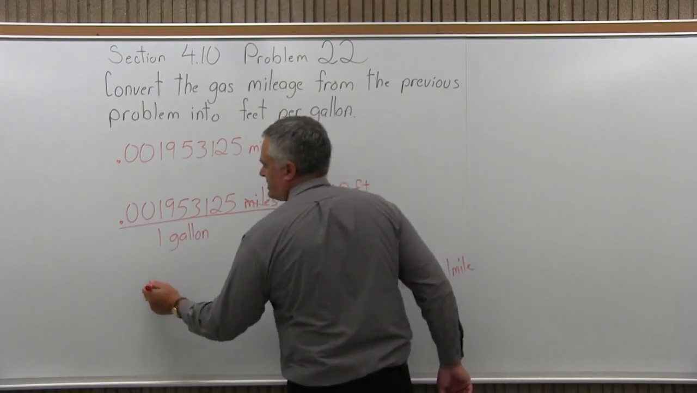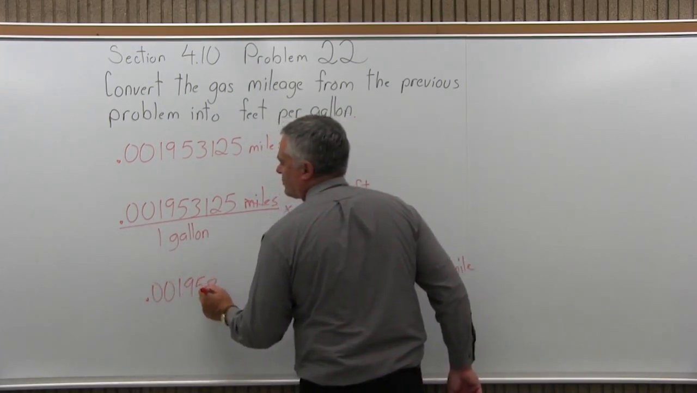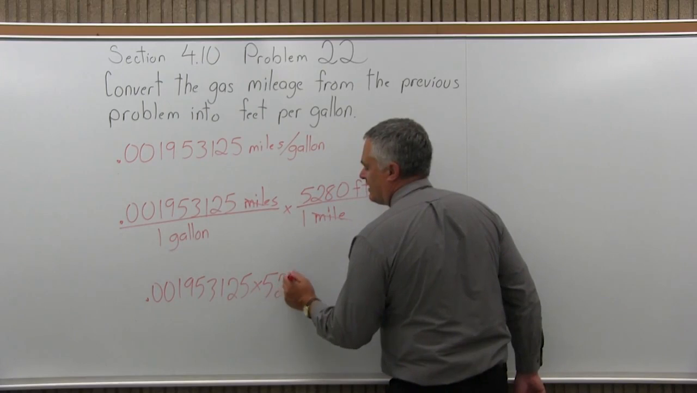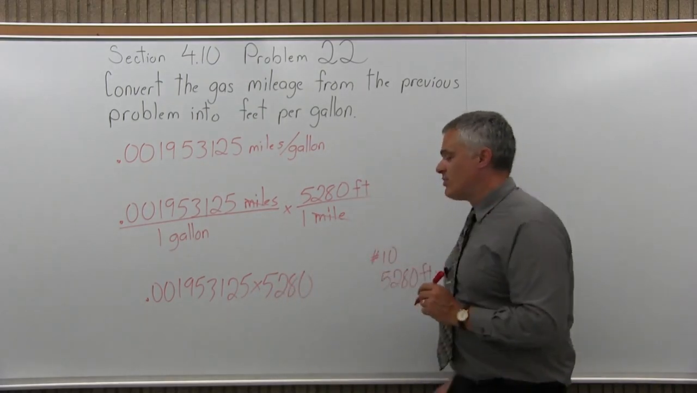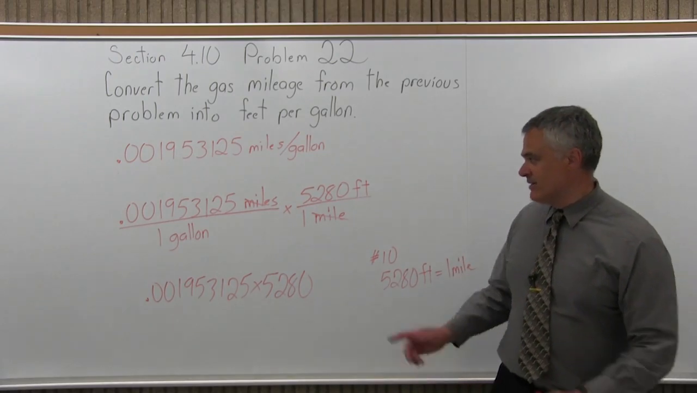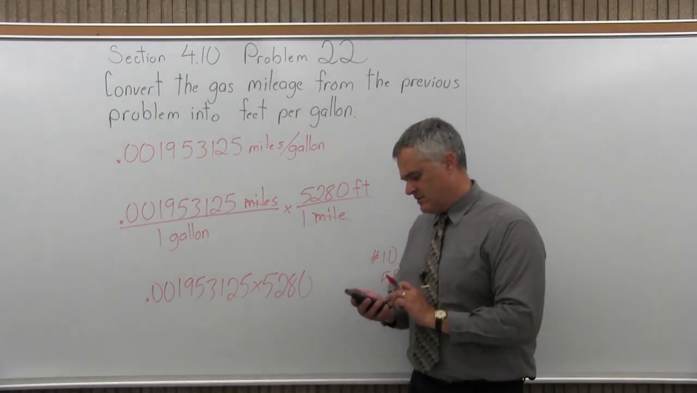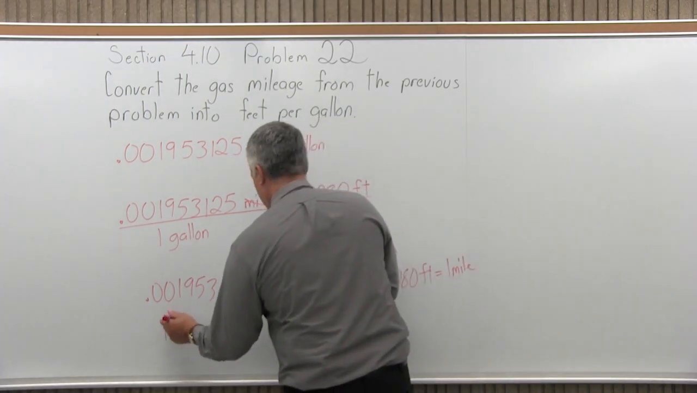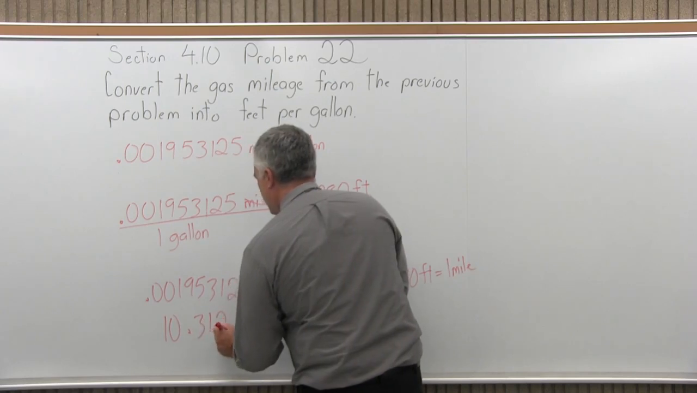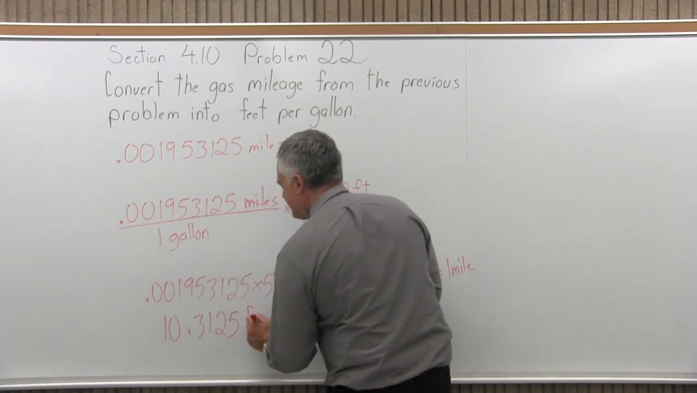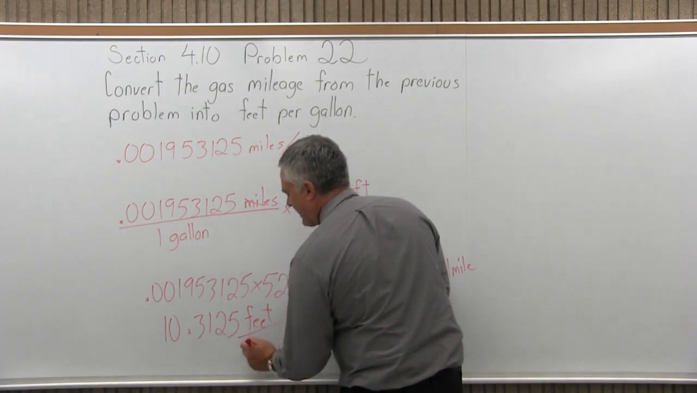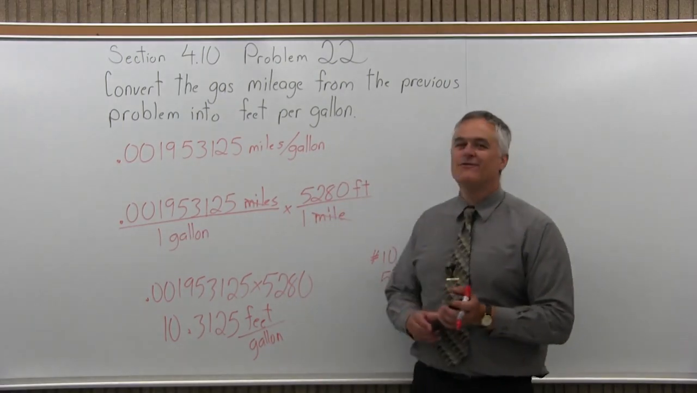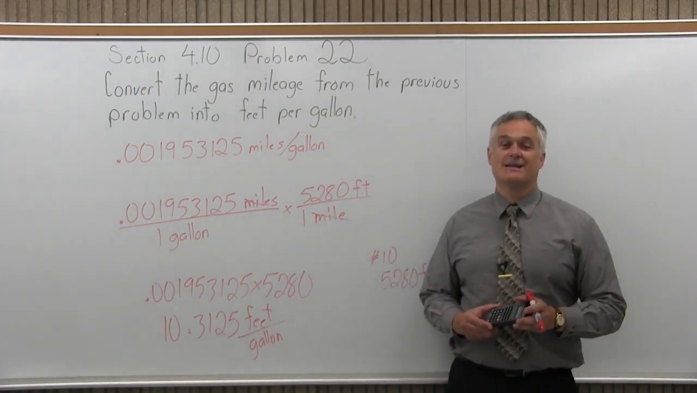So I have to do the multiplication, 0.00195325 times 5,280, and that will be in feet per gallon. That's something I definitely want to do on the calculator. So when I put it through, I get 10.3125 feet per gallon. So Grandpa Simpson's car rolls a little more than 10 feet, and it burns up a whole gallon of gas. That's pretty bad.